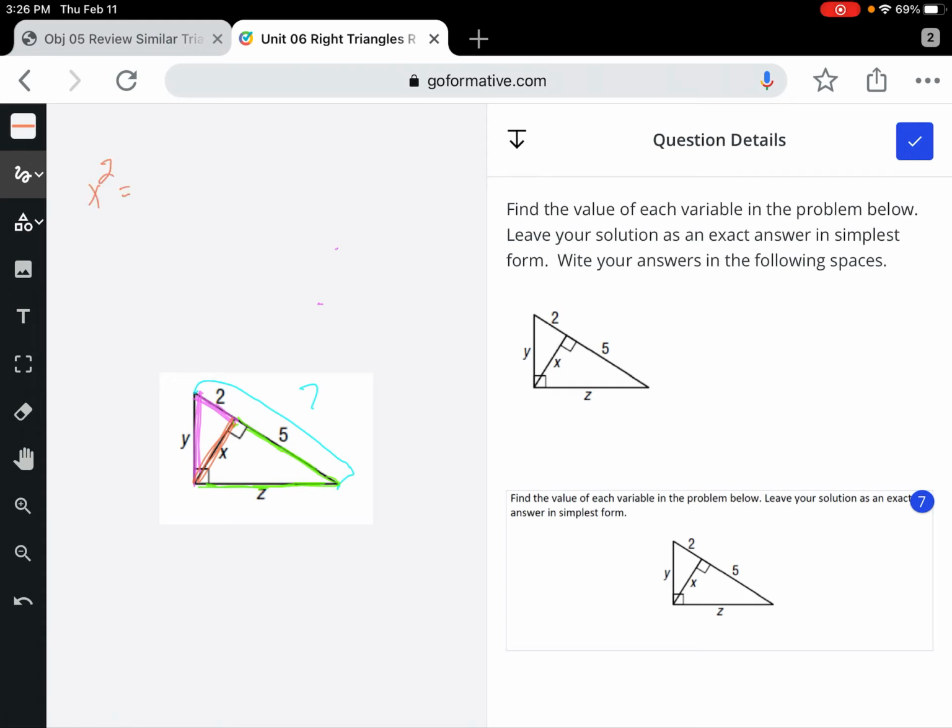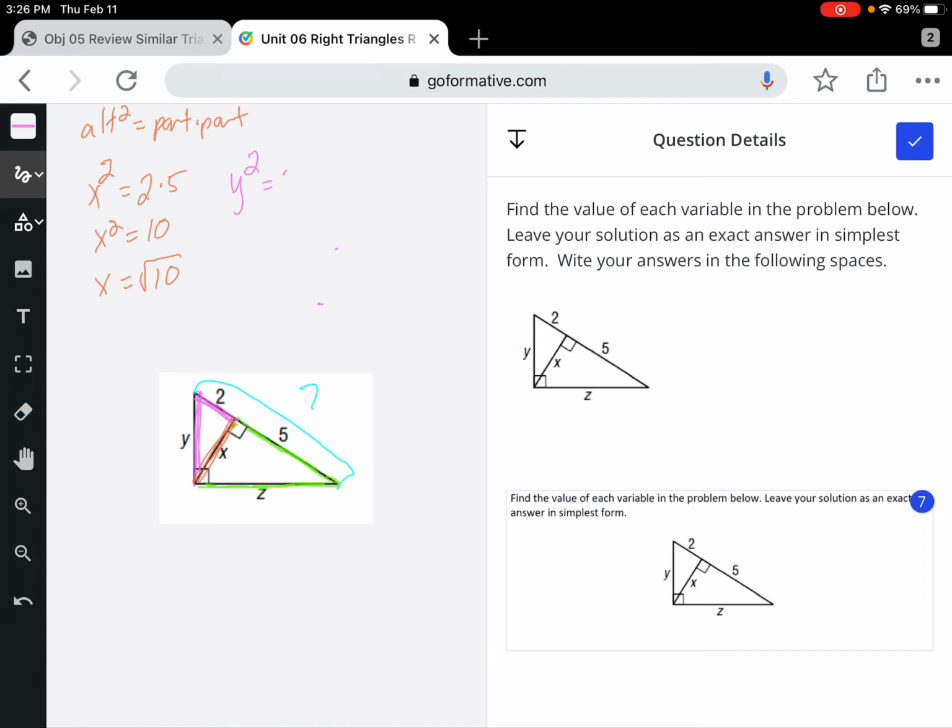So you just go through, and also the last thing you know is that altitude squared is equal to part times part. So you just pick whichever one. I'm going to say x squared equals 2 times 5, because that's the altitude squared is equal to part times part. Okay, so I have x squared is equal to 10. X is equal to radical 10. And you really can't do anything else with that, you can't simplify the radical 10.